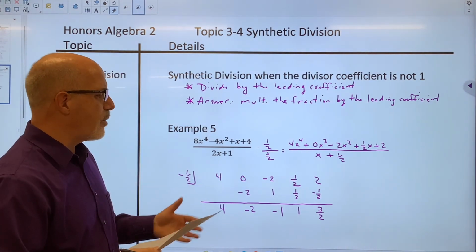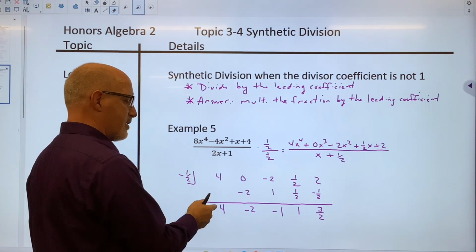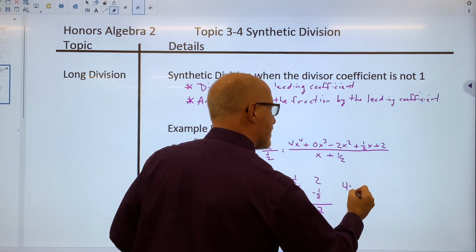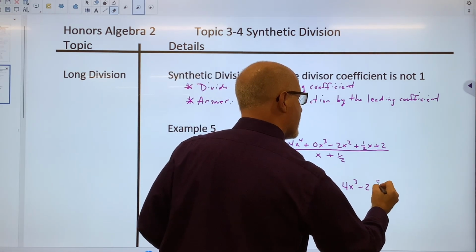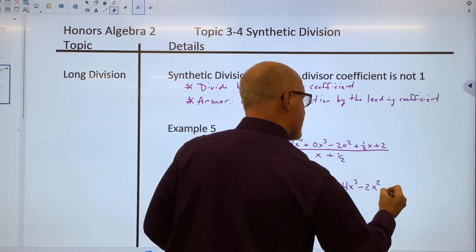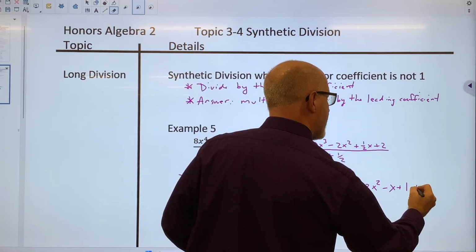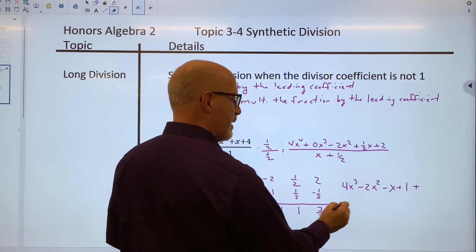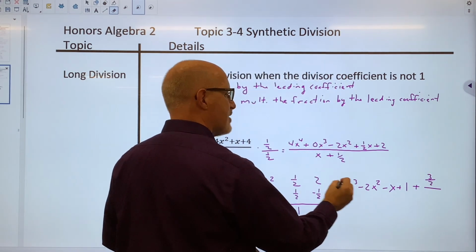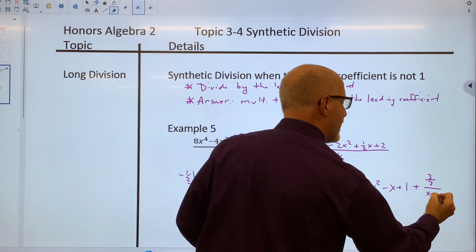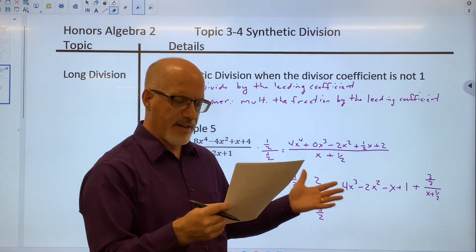All right, so let's go ahead and write out our answer. So we go 1 degree less than the x to the fourth. We'll have 4x to the third minus 2x squared minus 1x, and then plus 1, and then plus our remainder, which this remainder here is 3/2, over our divisor x plus a half.